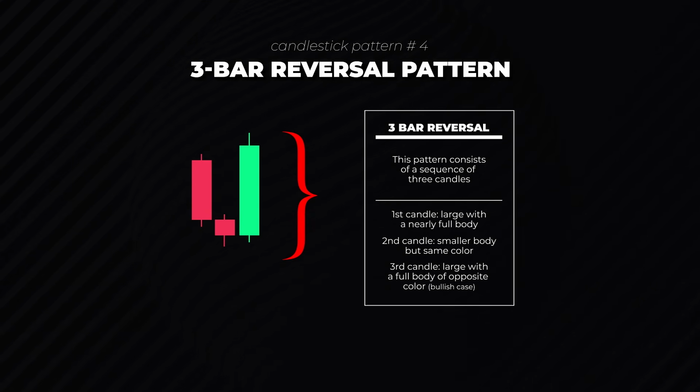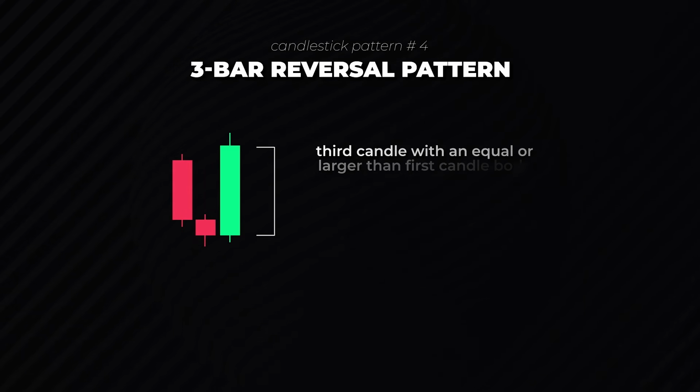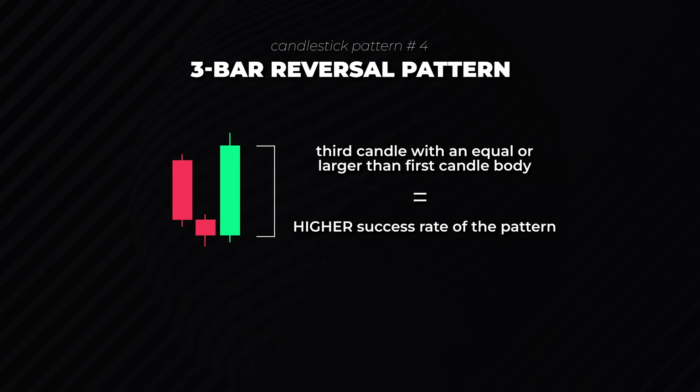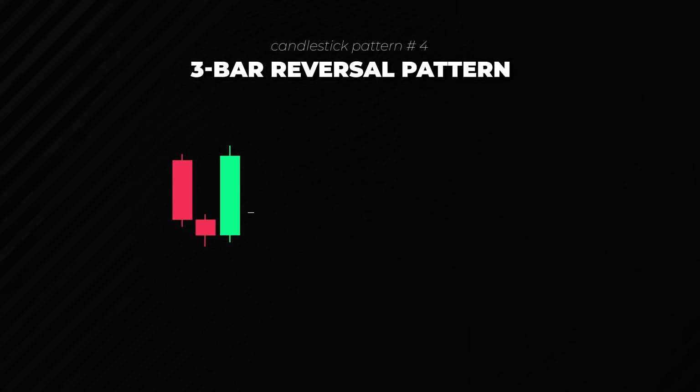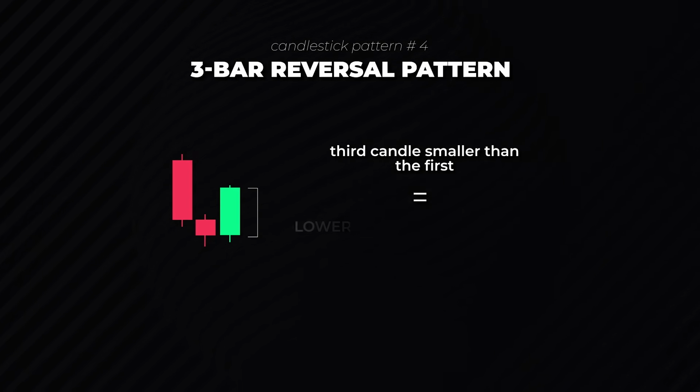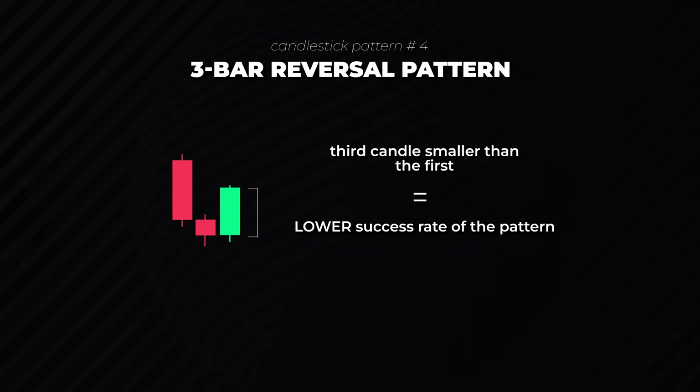The size of the third candle's body affects the success rate of this pattern. If the third candle's body is equal to or larger than the first candle, it suggests a higher success rate and is considered a strong entry signal. If the third candle is smaller than the first, this suggests a lower chance of success and is considered a weaker entry signal.